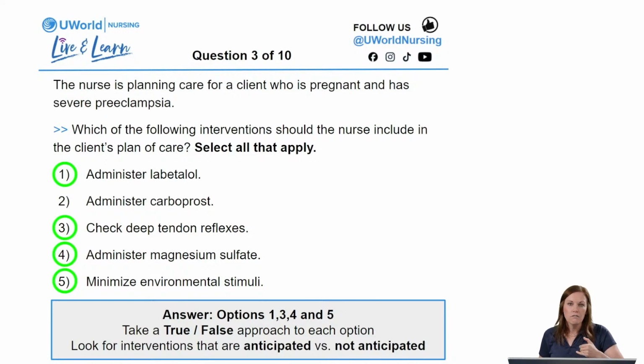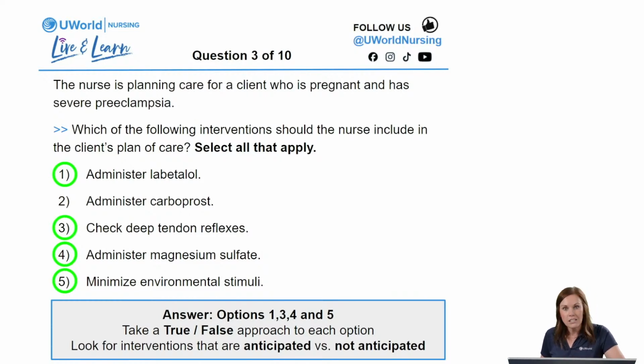So expected interventions for these clients with preeclampsia are going to be focused on seizure prevention. So this is going to be focused on our option about administering magnesium sulfate. This is going to dampen an overexcited central nervous system, and then also reducing environmental stimuli. This is going to help prevent seizures. We're also going to want to monitor for signs of impending seizure, which is why we assess for reflexes. So if our client has brisk reflexes, so quick to respond reflexes, that can indicate impending seizure.